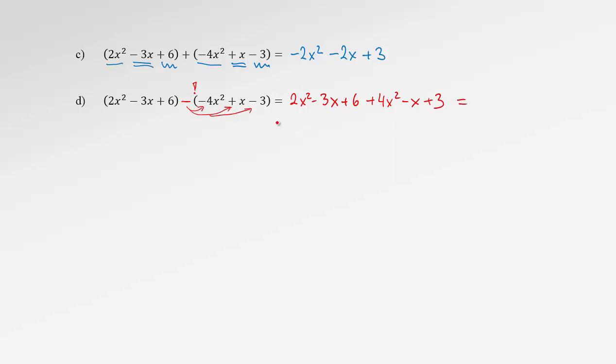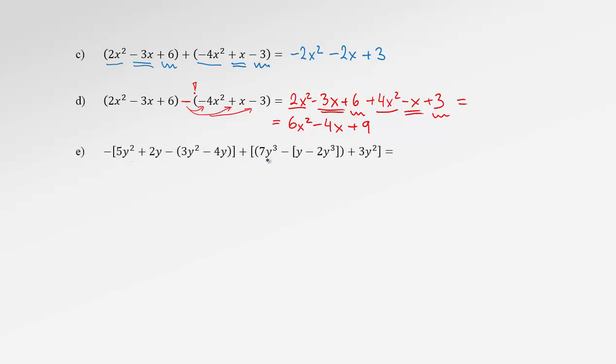Okay, so now it's time to collect like terms. 2x squared plus 4x squared is 6x squared. Then it's -3x and -x. We have -4x. And finally 6 plus 3 is +9. Final answer.